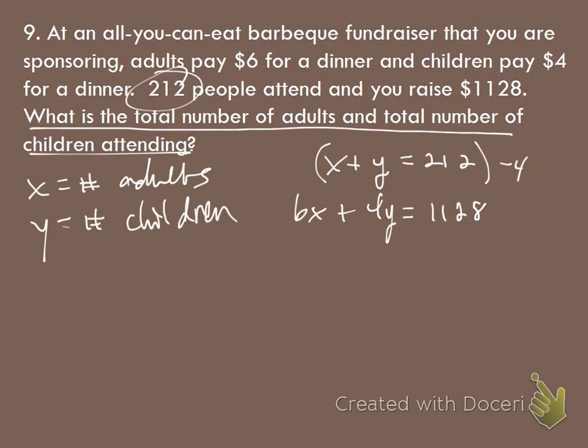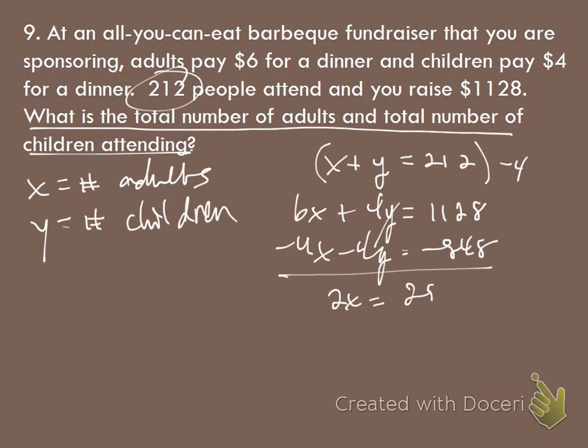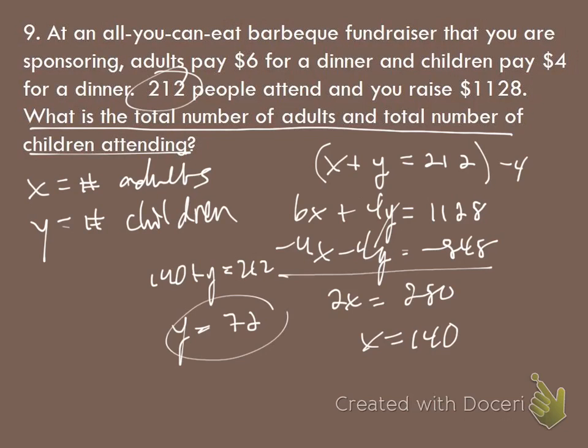I would use elimination. I would eliminate y. Okay, and so then you can solve for x. So there were apparently 140 adults there. If there were 140 adults, then just subtract that from 212, and you'd find that there were 72 kids.